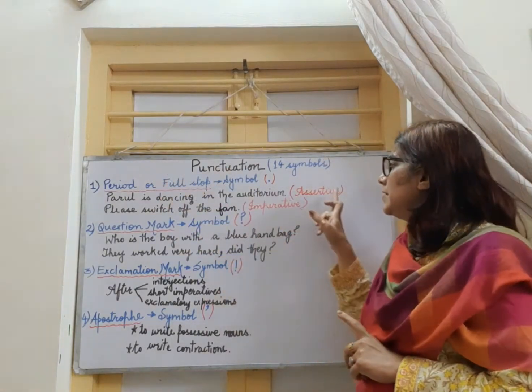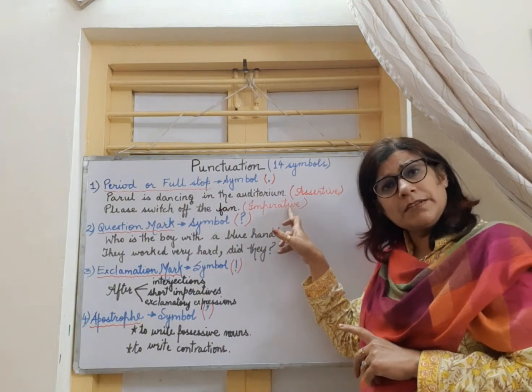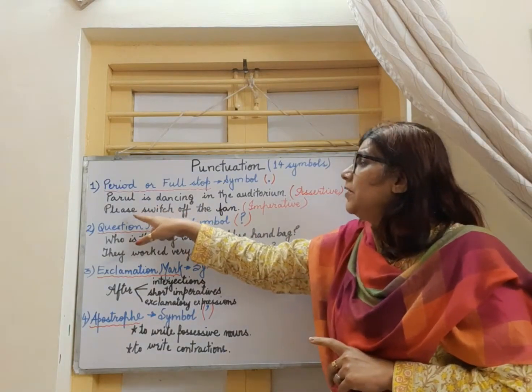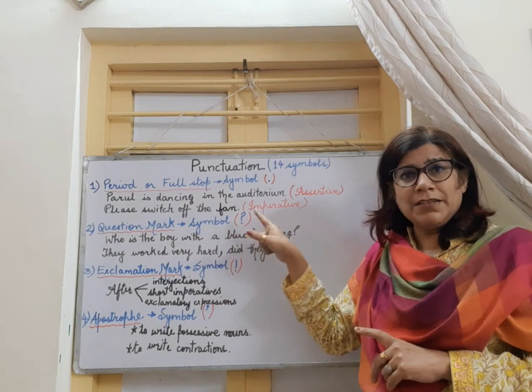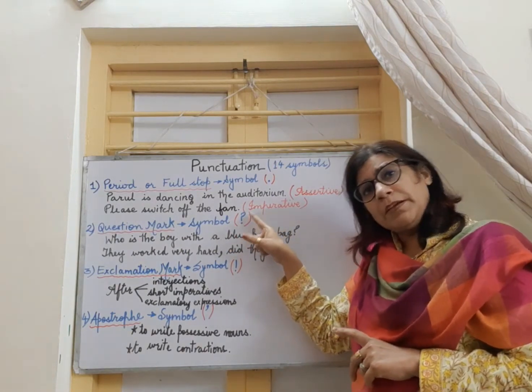At the end of an assertive sentence, like Parul is dancing in the auditorium. This is an assertive sentence. At the end, we have used a full stop. Then we have an imperative sentence: Please switch off the fan. Here, at the end of this sentence, we have used the full stop.